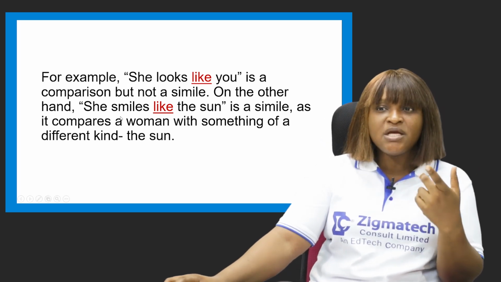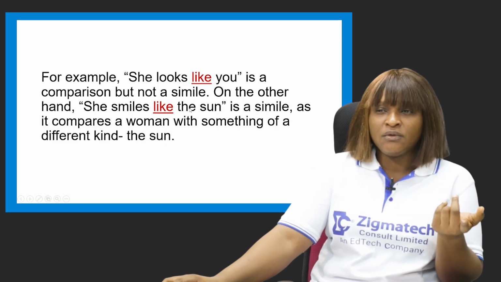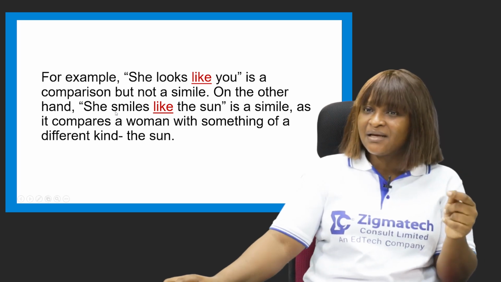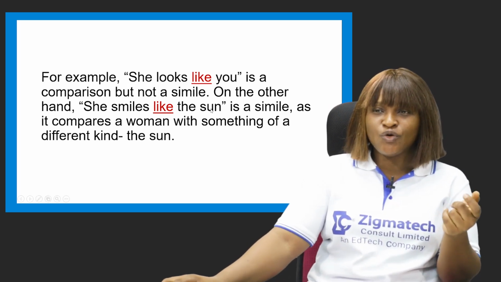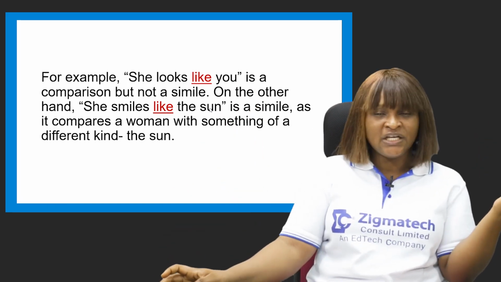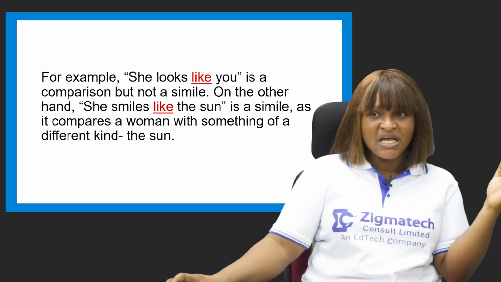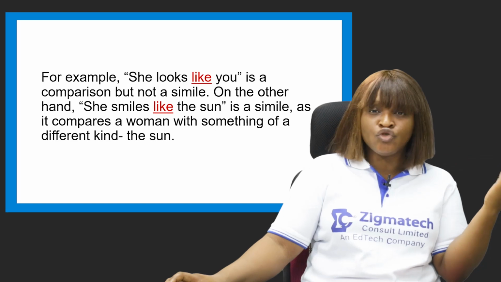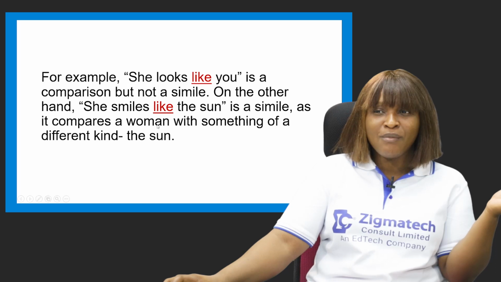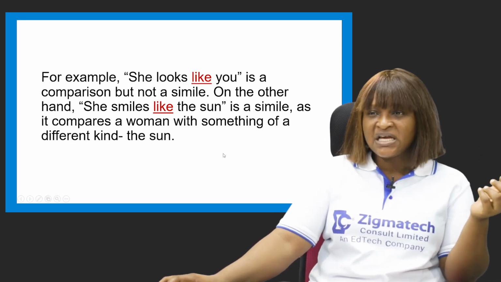On the other hand, for simile, the example would be she smiles like the sun. You know that once the sun comes out, it shines so much that everybody around can feel it. So what they're saying is once she smiles, her smile is so broad that it draws attention. So it's a simile as it compares a woman with something of a different kind, and what it compares the woman with is the sun.